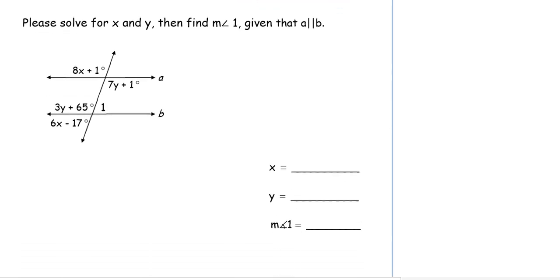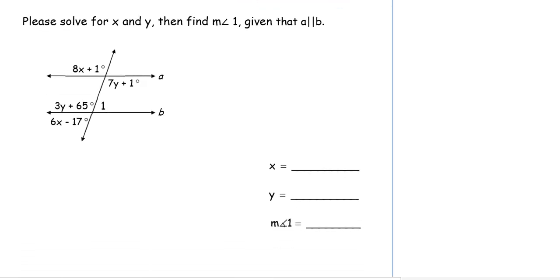So we're going to use this to solve for x and y and then find the measure of our angle. I'm going to first look at the two equations that have x's. Why would I want to mix x's and y's and make things more difficult? So I see that this angle and this angle have x's in it. I first think about what is the name of the relationship between those two angles. They're both on the same side of the transversal, but they're not corresponding because 8x plus 1 and 3y plus 65 are in the same spot. They're both on the same side and they are exterior. These are same side exterior angles.